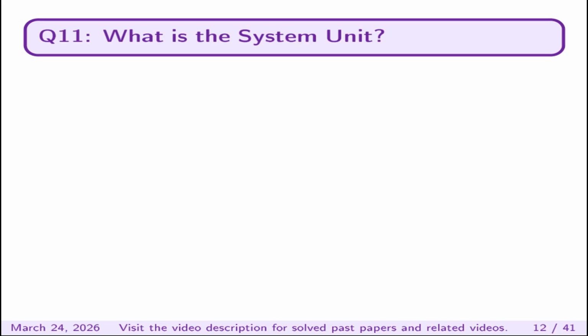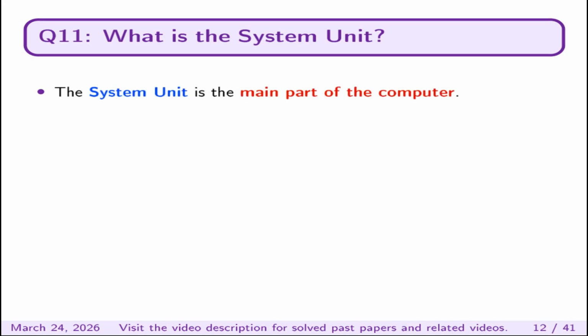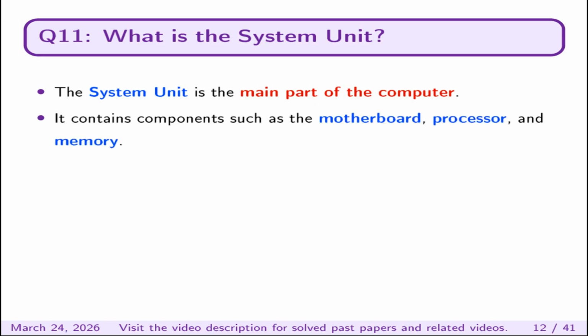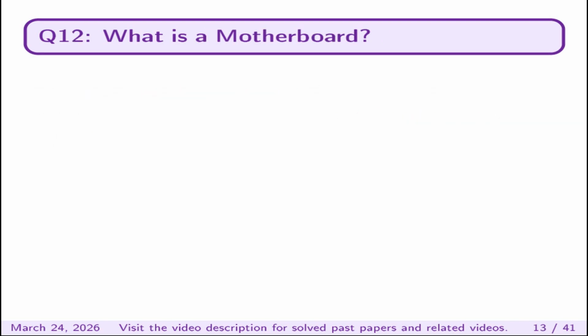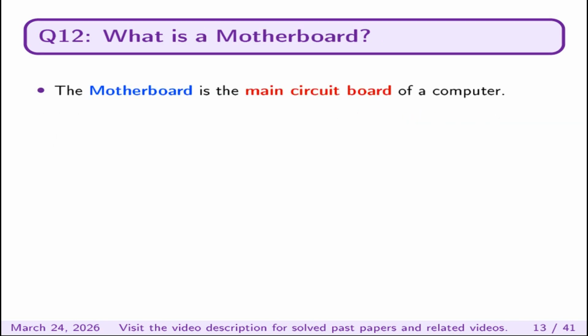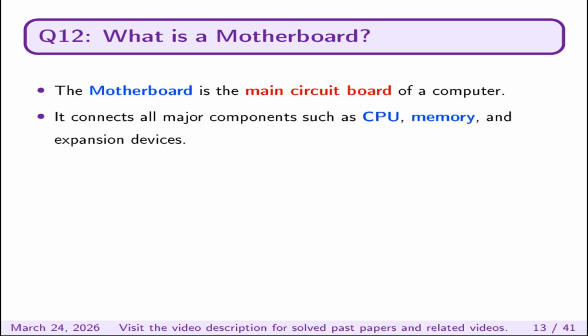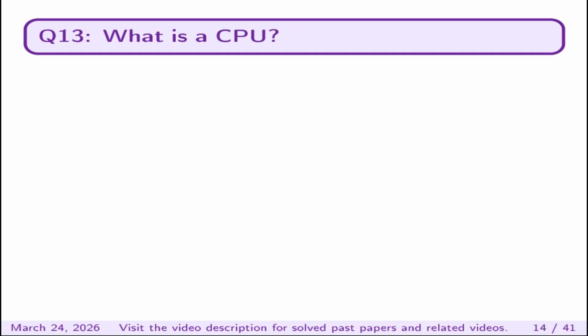What is the system unit? The system unit is the main part of the computer. It contains components such as the motherboard, processor, and memory. What is a motherboard? The motherboard is the main circuit board of a computer. It connects all major components such as CPU, memory, and expansion devices.